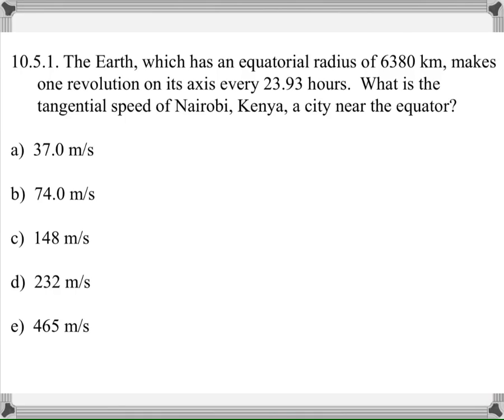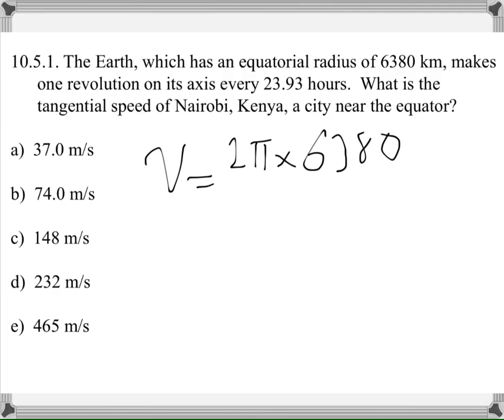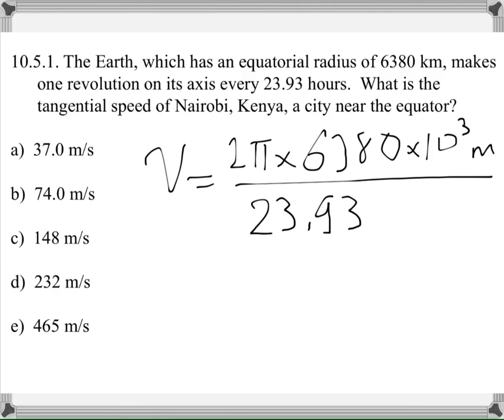Well, since the radius is given, everything is very easy. V is equal to 2 pi times the radius, which is 6,380 kilometers, so times 10 to the 3. Now it's in meters because you have to find the velocity in meters per second. And you have to convert this many hours to seconds. What is the number of seconds in 1 hour? 3600. So if you do this calculation, you will find the answer.